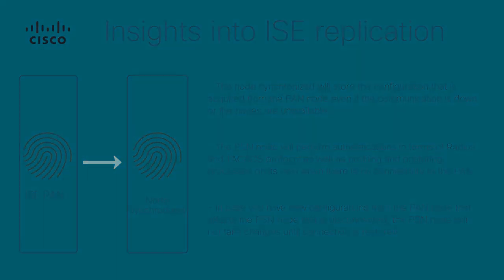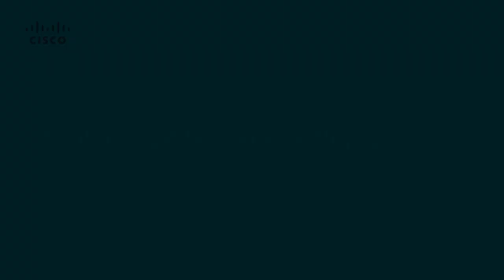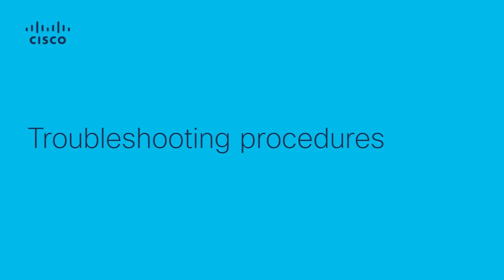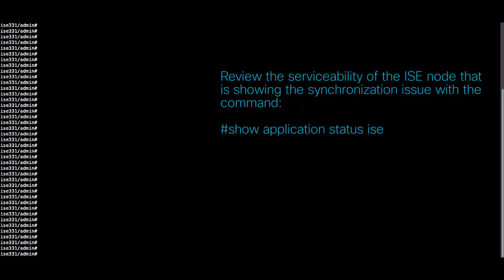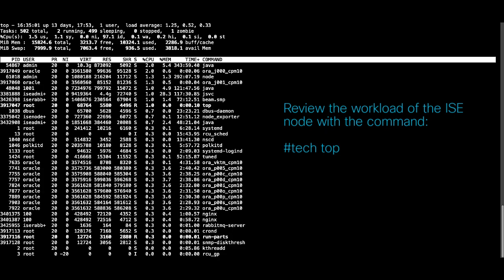To have a successful communication and replication of information on ISE, ensure that there are no devices interrupting the following ports. The first point that you need to verify while analyzing a synchronization problem is the status of the affected node. Issue the commands displayed.